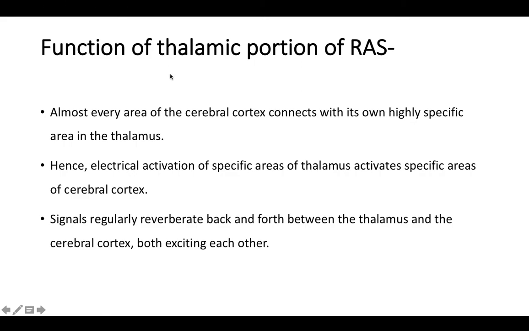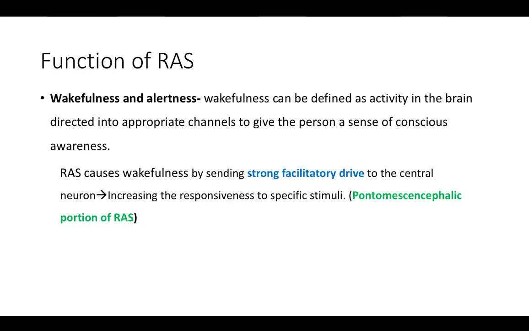Now, function of the thalamic portion of RAS. What is the role of the thalamic portion of RAS? We know that every area of the cerebral cortex connects with its own highly specific area in the thalamus. So it is a to and fro connection between the thalamus and the cortex. Electrical activation of a specific area of the thalamus activates specific areas of the cerebral cortex. Signals regularly reverberate back and forth between the thalamus and cerebral cortex, both exciting each other. So that is about the importance of the thalamic portion of the RAS.